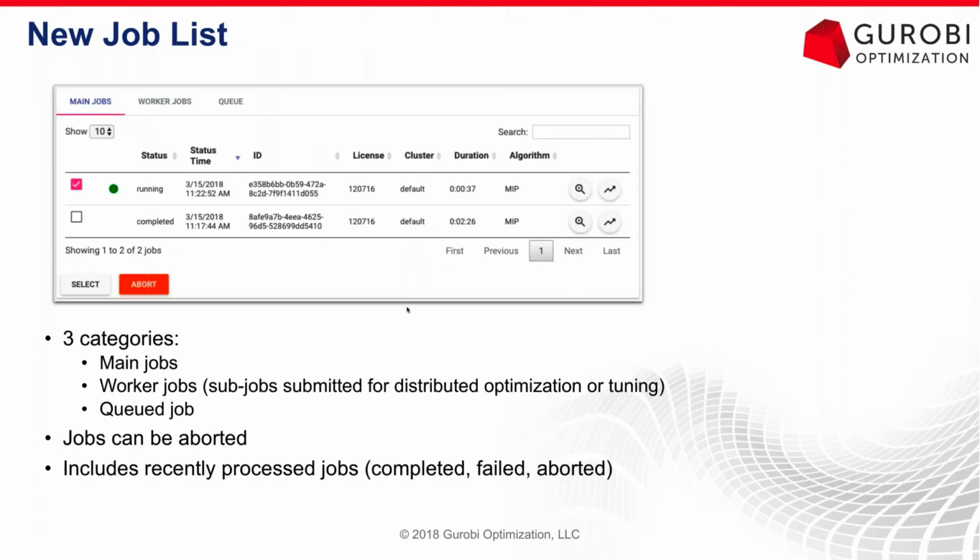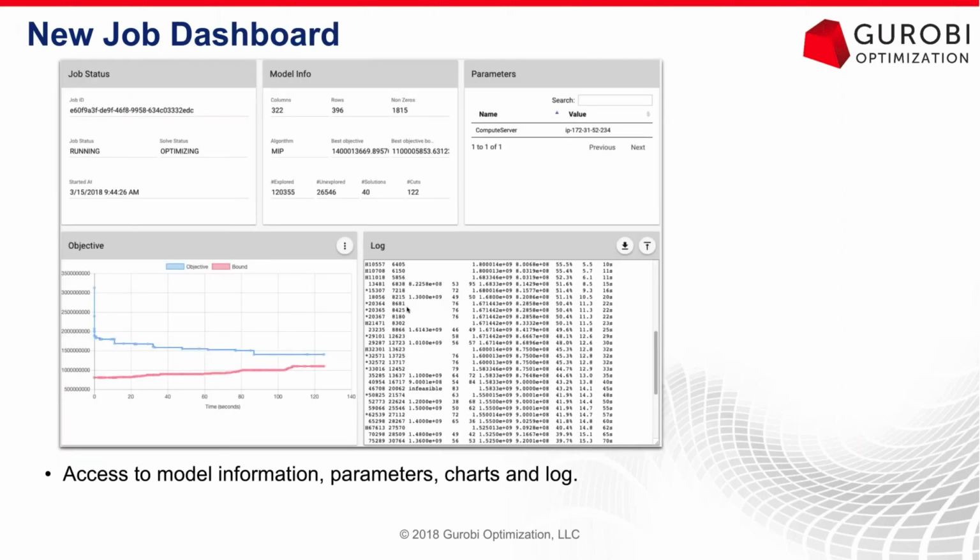Another new feature is this job list and job history information. So you can see what happened with the main server worker jobs, which we'll talk about in a few minutes, and jobs that are queued and waiting for a compute server. You could also administer jobs by aborting jobs that are either running or waiting to be run. And you can also see that history to see what happened. Did that job solve to optimality? Did it fail? Was that job aborted for some reason? And you've got this nice job dashboard.